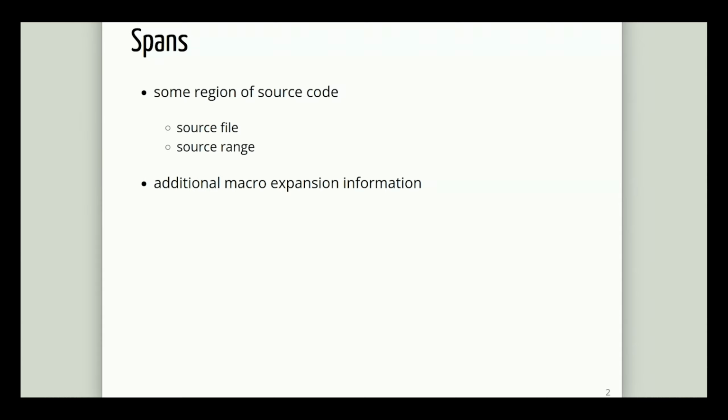So to start off, we need to talk about a concept that the compiler uses quite a bit, and that is also part of the proc macro API, which is the concept of a span. So what exactly is a span? It basically is a thing that describes some region of source code, as well as some additional macro information that usually affects the name resolution of identifiers. This is what you might have heard about being called hygiene.